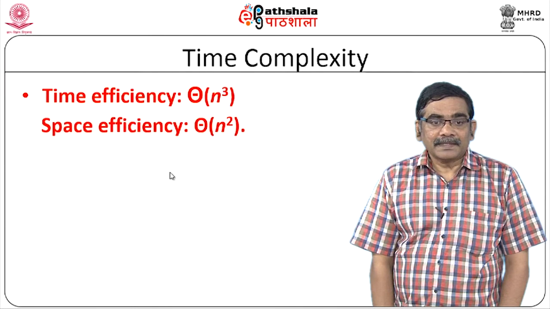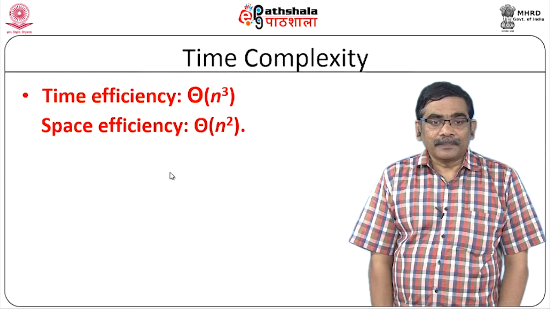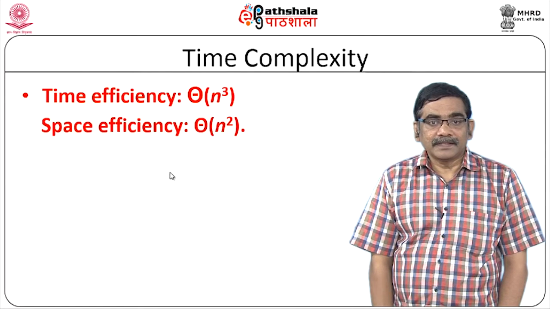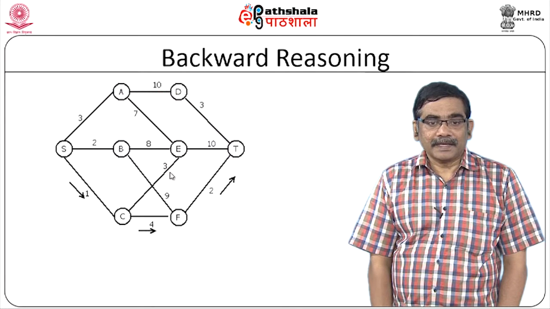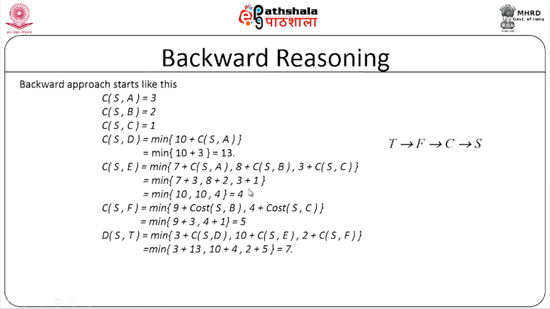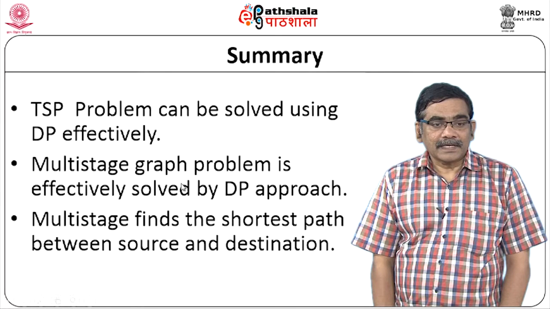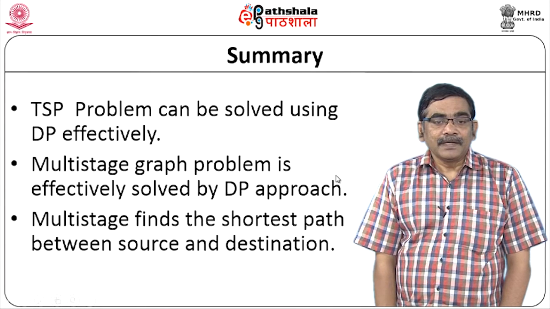What is the time complexity? Time complexity is going to be theta of n cube. Then space efficiency is going to be theta of n square. The same thing can be done in forward reasoning also. In forward reasoning, you will start from source. So, you can see that the same logic applies, but we will come from your source side. So, you can use this approach to solve other problems like optimal resource allocation, TSP, etc.